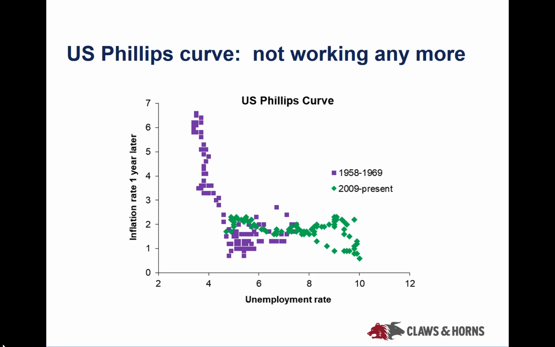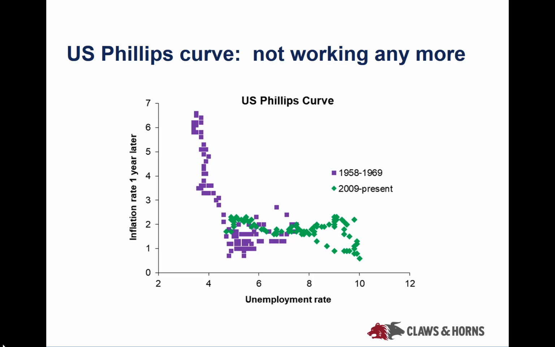Here's the US Phillips curve with the unemployment rate on the x-axis and the inflation rate a year later on the y-axis. The US Phillips curve used to work very nicely. Notice the purple dots in this graph, which represent the Phillips curve from 1958 to the end of the 1960s. It worked just like William Phillips said it should, with inflation rising as unemployment fell. But, as the green dots show, the fall in the unemployment rate since the global financial crisis in 2009 hasn't been accompanied by any notable rise in inflation.